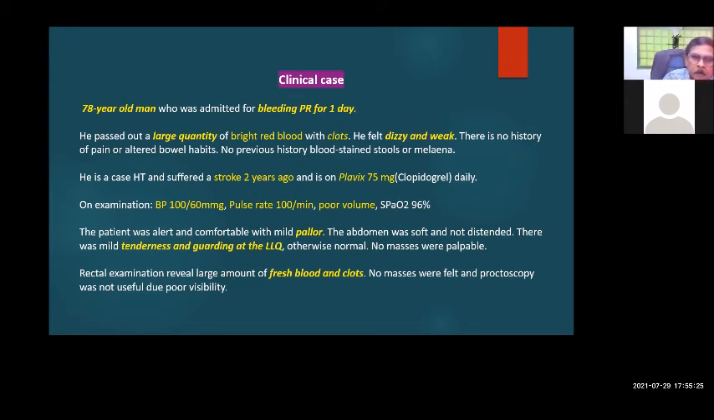On examination, he was quite comfortable, but the BP was low, 100 by 60 millimeters of mercury. Pulse rate was slightly high, 100 per minute, and the volume was poor. Arterial oxygen saturation was 96% on room air. The patient was otherwise alert and comfortable, with mild pallor. The abdomen was soft but not distended. There was mild tenderness and guarding at the left lower quadrant, otherwise normal. Rectal examination revealed large amounts of fresh blood with clots, and proctoscopy was not useful due to poor visibility.